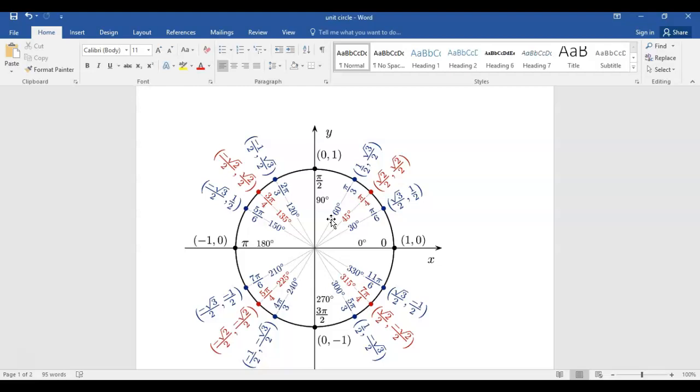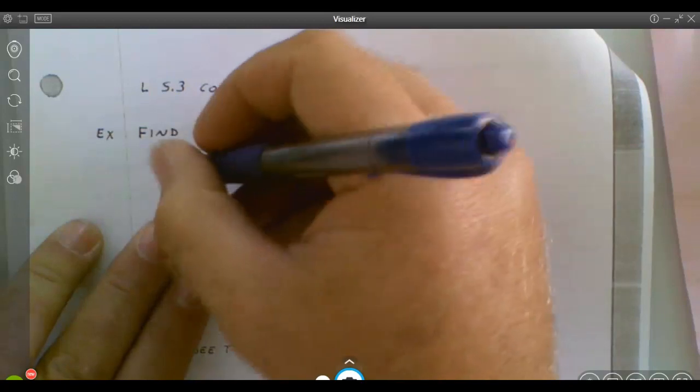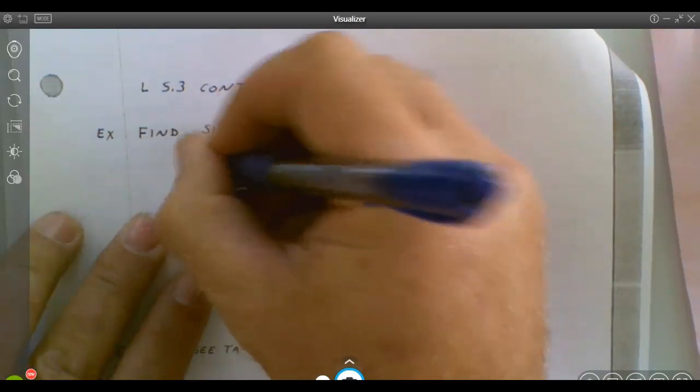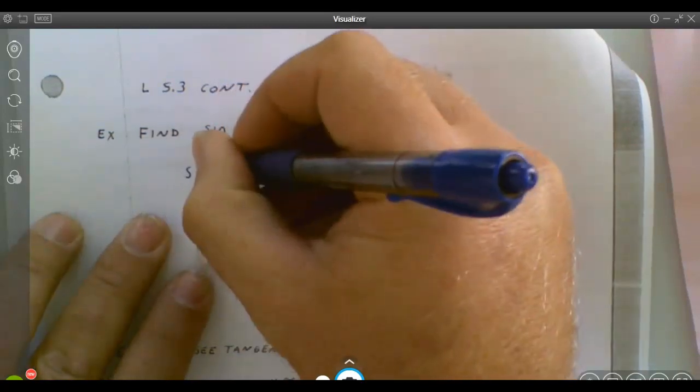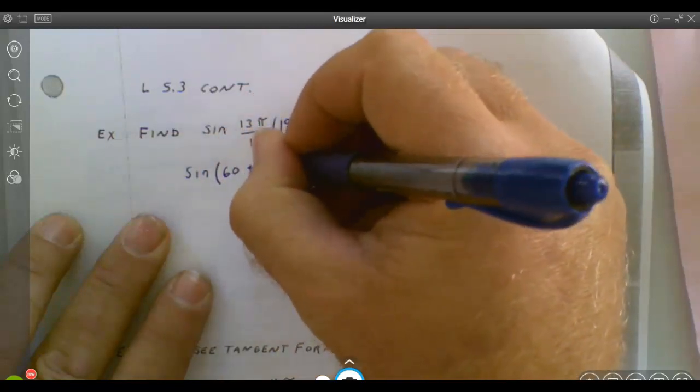I'm going to go ahead and throw this in as an addition problem. So I'm going to do my 60 plus 135. So I'm going to write this as, I'm going to work down here. So I'm going to say sine of 60 plus 135.